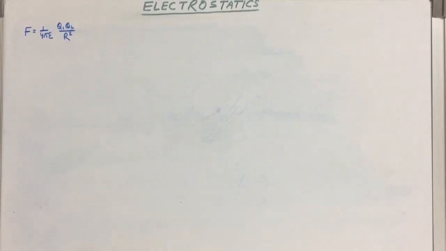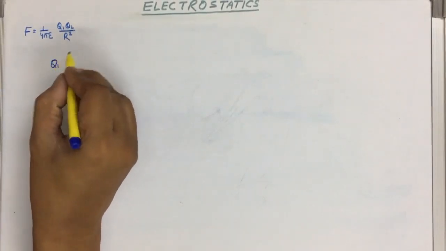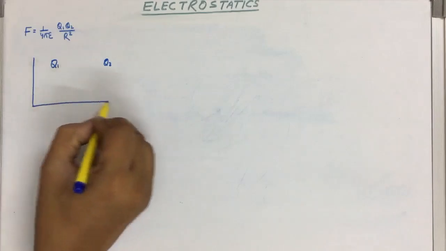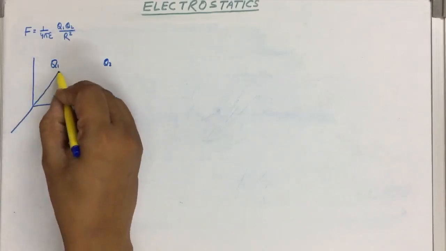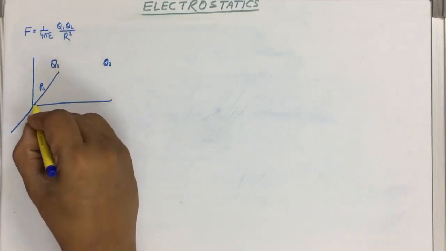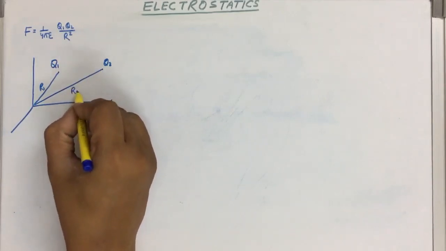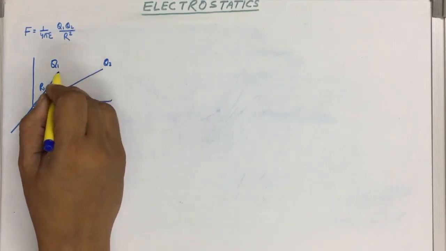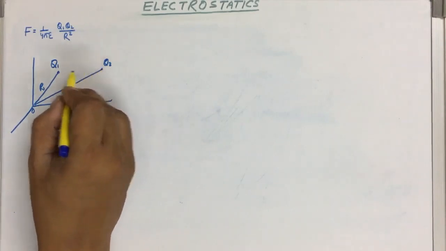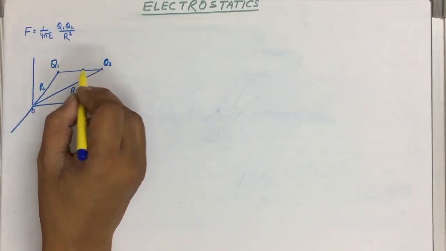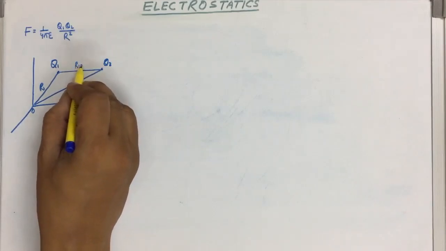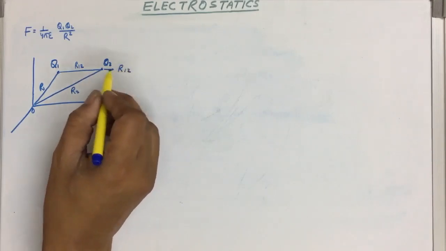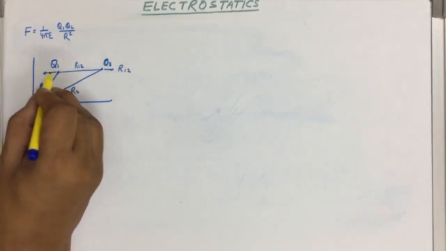Suppose there are 2-point charges q1 and q2. They are placed at position vector r1 and at position vector r2. Then the force between these two will be, you can say, R12 in this direction and R21 in this direction.